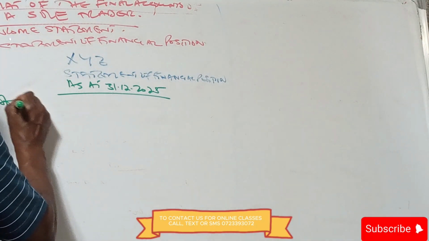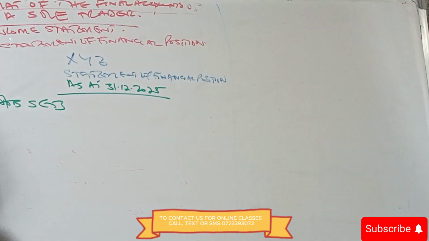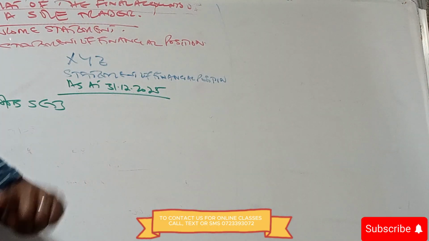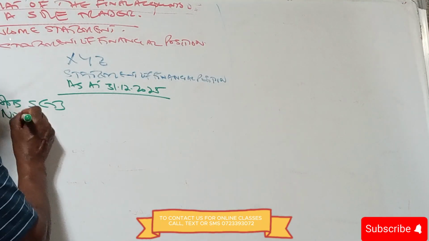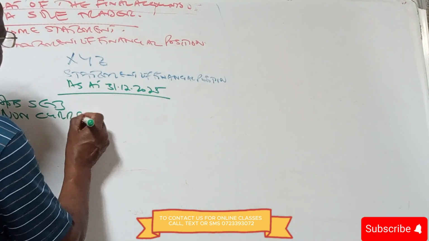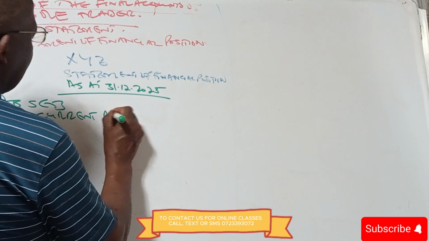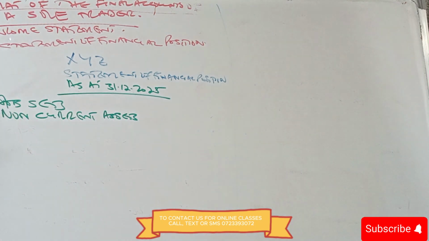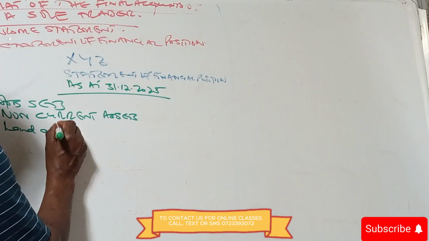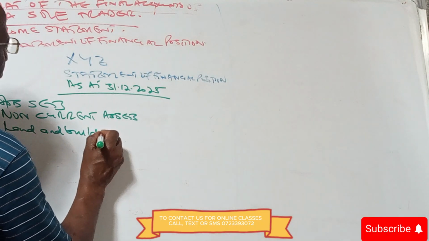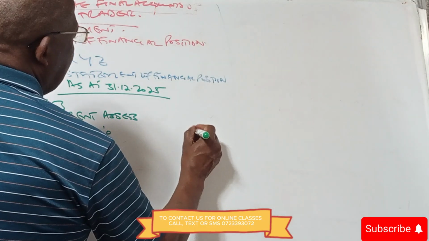We say assets. The format is very important. You need to memorize the format, but before memorizing, you understand. There are two categories of assets. We say non-current assets. And the first one is land and building.